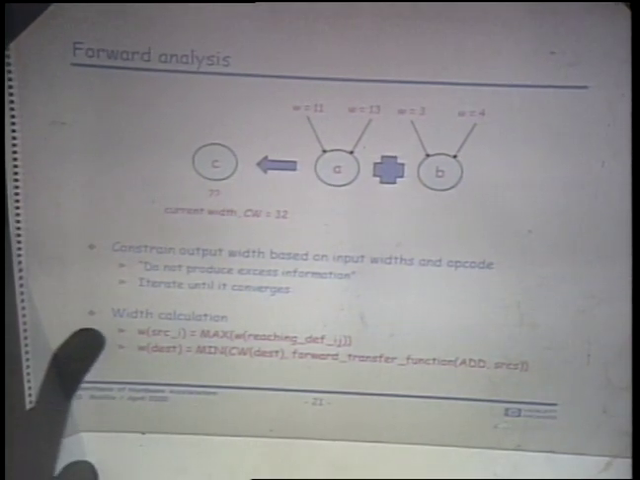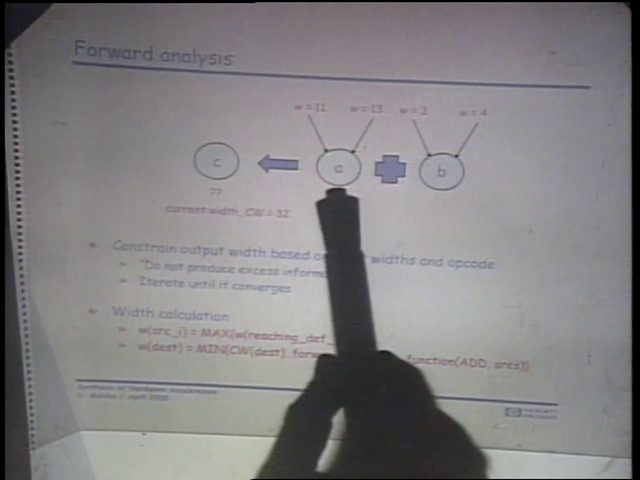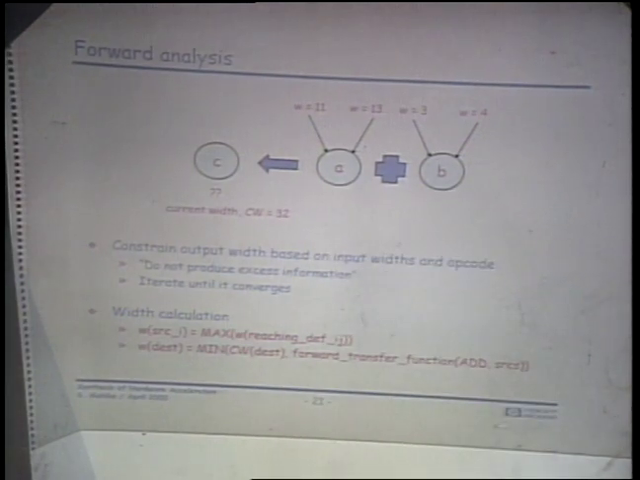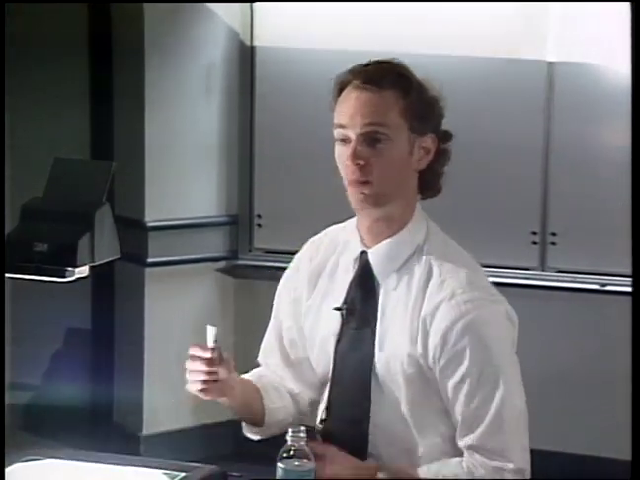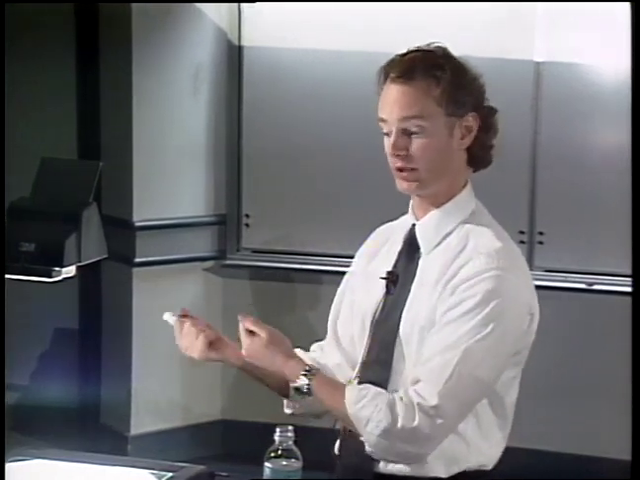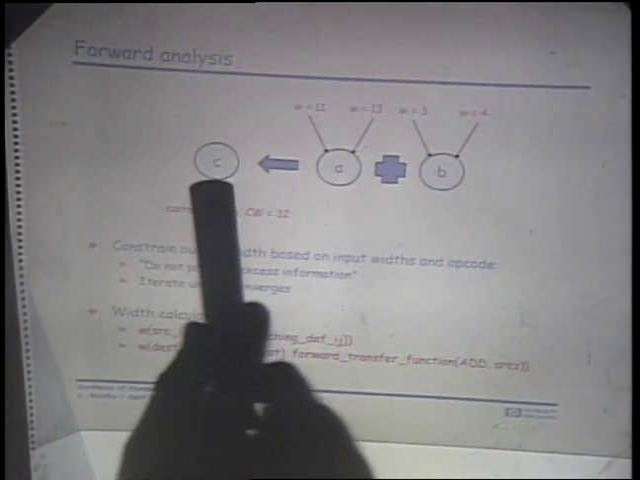So that's what this is saying: for the width of each source, I look at all the definers, and it's the max of those definers. So the width of A is 13, the width of B is the max of 3 and 4, which is 4. Then I apply the forward transfer function. The forward transfer function says that the width of C is no bigger than the max of the two inputs plus 1. So the max of 13 and 4 is 13, add 1, 14. So C is no bigger than 14 bits.